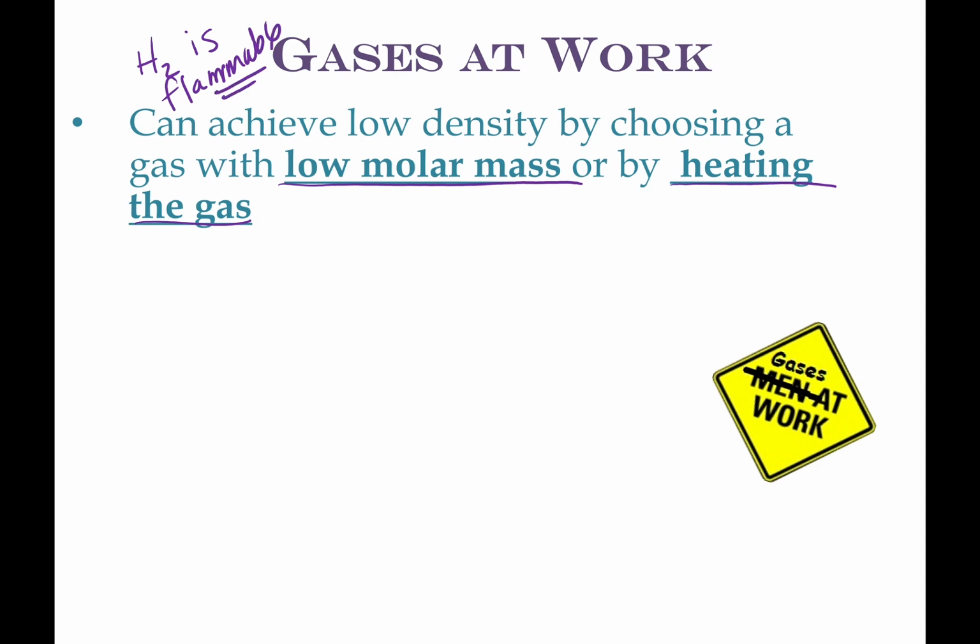So we don't want to use hydrogen, because if you look up the Hindenburg, you will see why. While it is an excellent lifting gas, being flammable causes way too many problems and we can't use it for anything of importance. So the lowest molar mass that we can use with an inert gas is helium, or we can heat the gas like a hot air balloon.